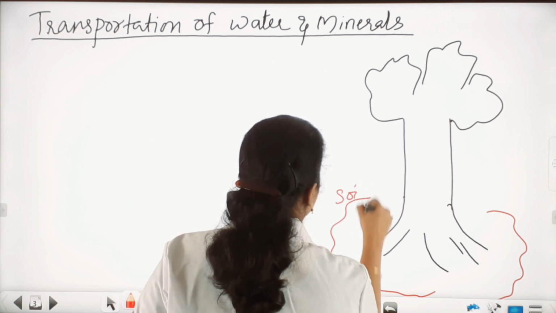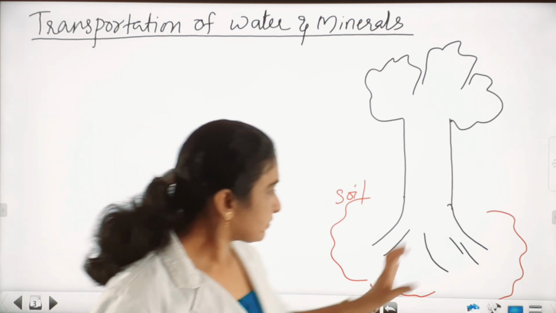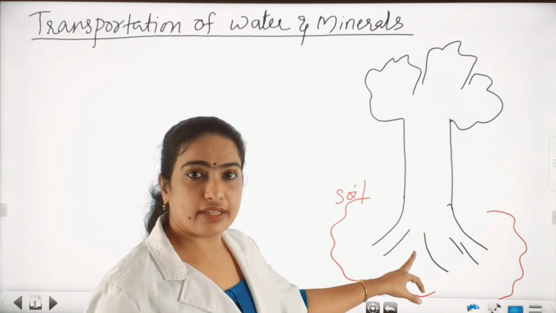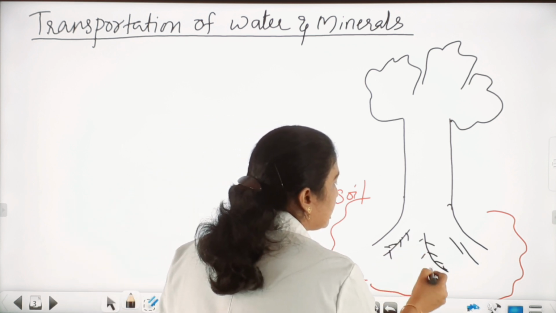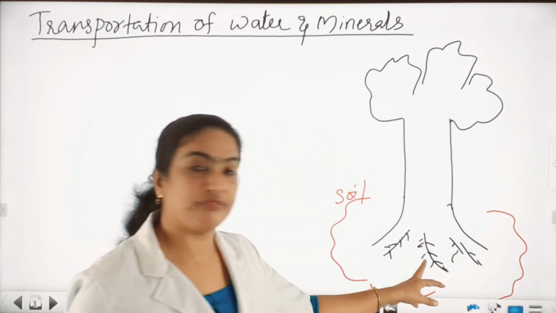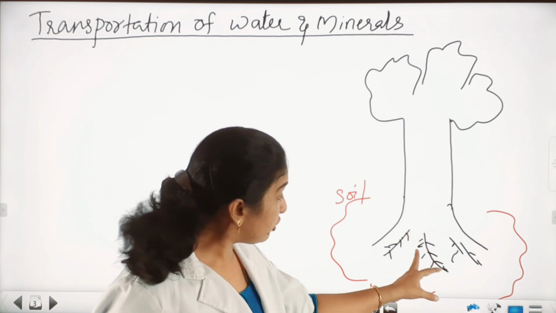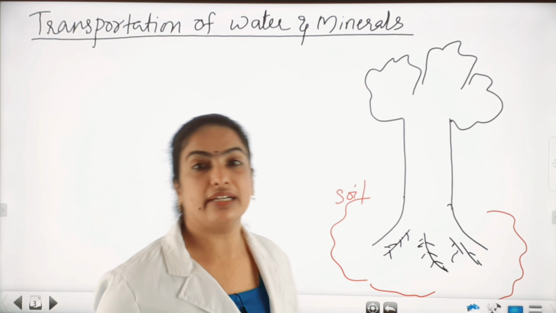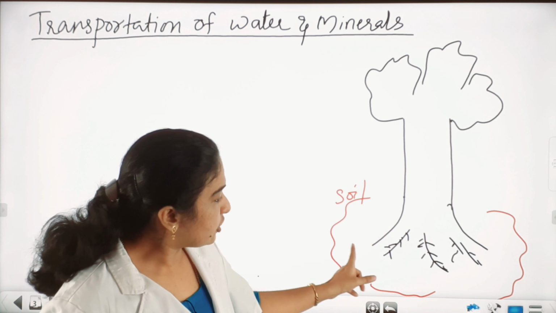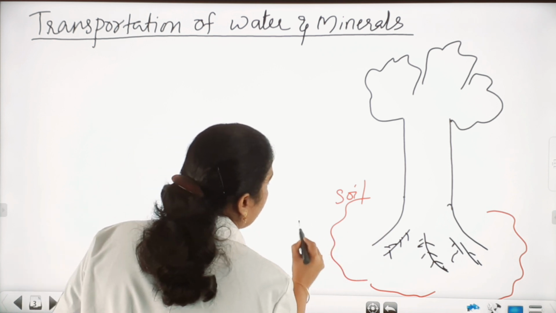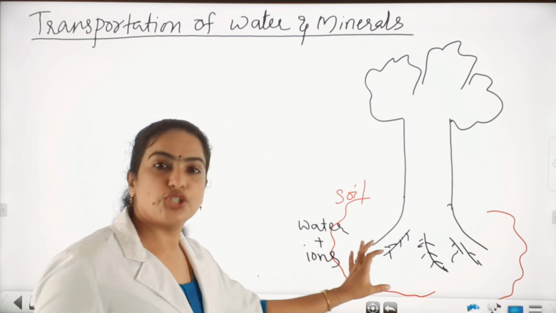Okay, soil part. And now one more thing I want to tell you. Normally the roots consist of root cells. The root cells are here. So the root cells are in contact with the soil. From the soil, the root cells can absorb water and minerals. So from the roots, the xylem can conduct water to different parts. So here, this soil consists of water and ions. Water and ions are there in the soil.